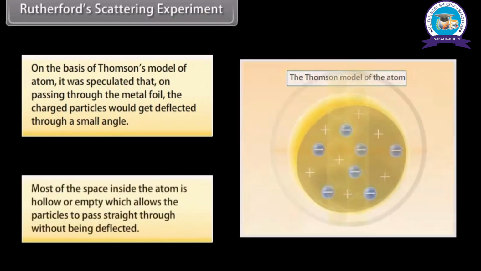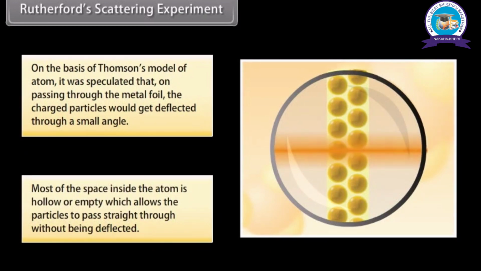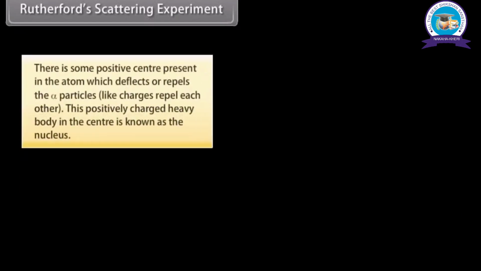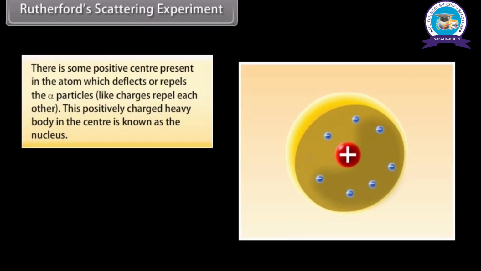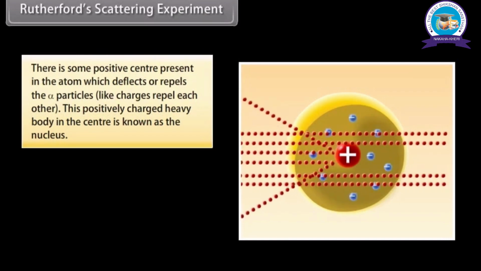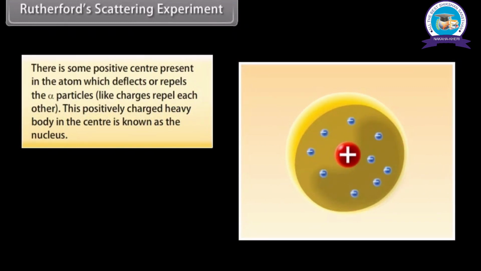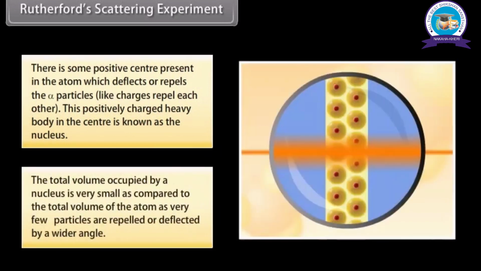1. Most of the space inside the atom is hollow or empty, which allows the particles to pass straight through without being deflected. 2. There is some positive center present in the atom, which deflects or repels the particles like charges repel each other. This positively charged heavy body in the center is known as the nucleus. 3. The total volume occupied by a nucleus is very small as compared to the total volume of the atom, as very few particles are repelled or deflected by a wider angle.